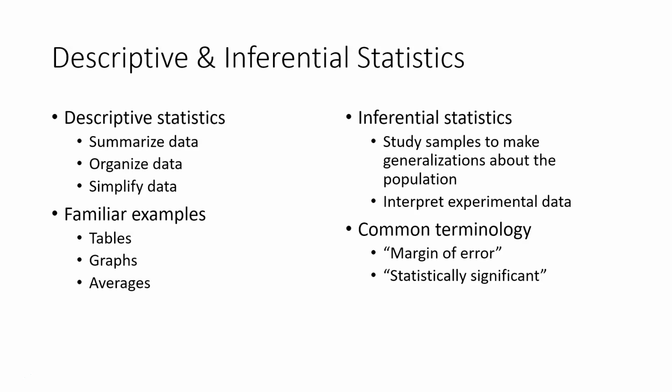Inferential statistics, on the other hand, are statistics that are drawn from samples, and we're trying to generalize information from the samples about the population. They're used to interpret experimental data. Common terminology associated with inferential statistics are things like margin of error or statistically significant. I don't know if you've heard those terms before, but you're going to hear them a lot during this course.